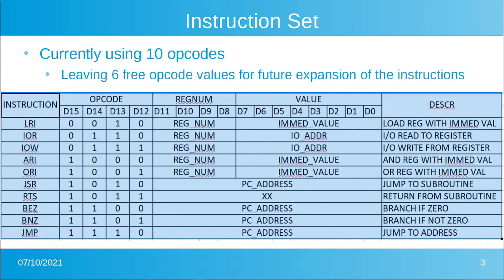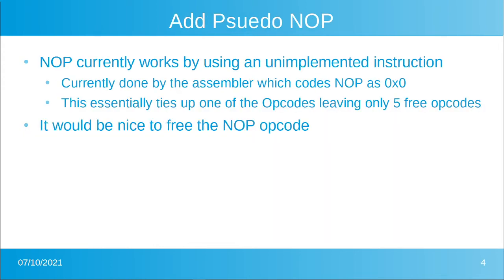Currently, our instruction set has 10 opcodes. That leaves 6 free opcode values for future expansion, and it would be nice to not tie up things that can be done in the assembler. What sort of thing can be done in the assembler, you ask? Well, currently the NoOp works by using an unimplemented instruction, and that's done in the assembler at the moment by coding a NoOp as a 0 in the opcode field, those 4 bits that determine the opcode. And that would essentially tie up one of the opcodes, which leaves only 5 free opcodes. It would be nice to free that. So let's go take a look at how to do that.